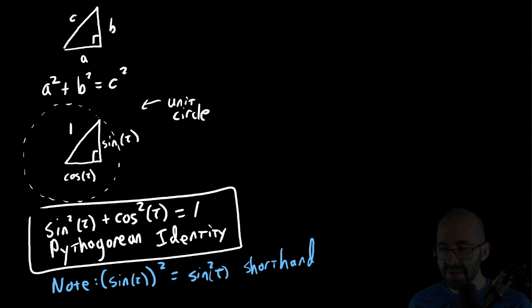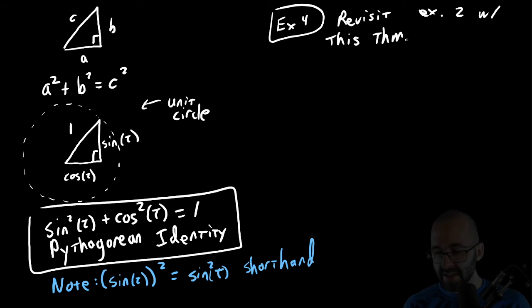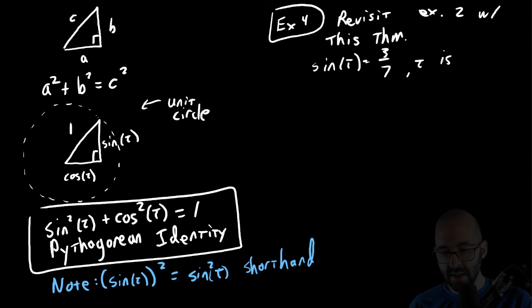Okie dokie. So let's revisit example 2 with this theorem. What was example 2? It's kind of been a while. So we said that sine of t equals 3/7, and then t is in quadrant 2.